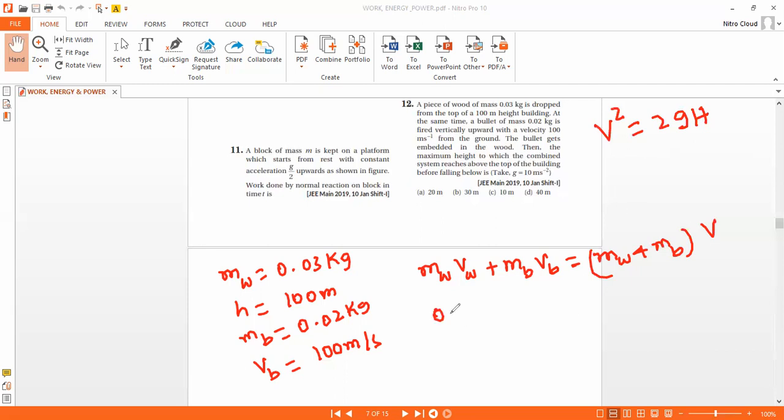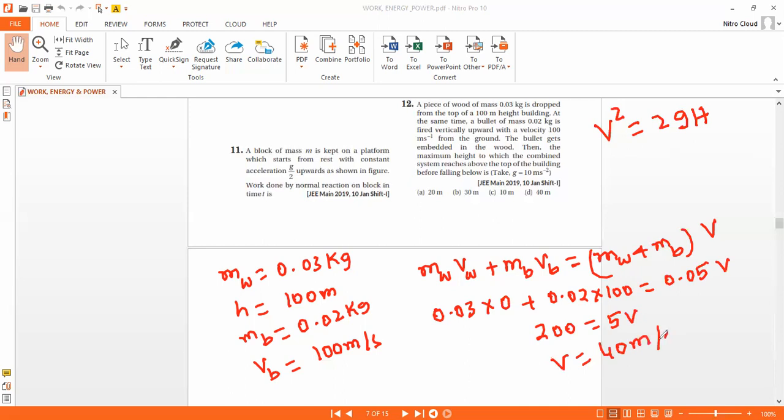So firstly, wood is at rest and bullet: 0.02 into 100 equal to 0.05 times v. So that is nothing but 200 equal to 5v. So v is equal to 40 meter per second.